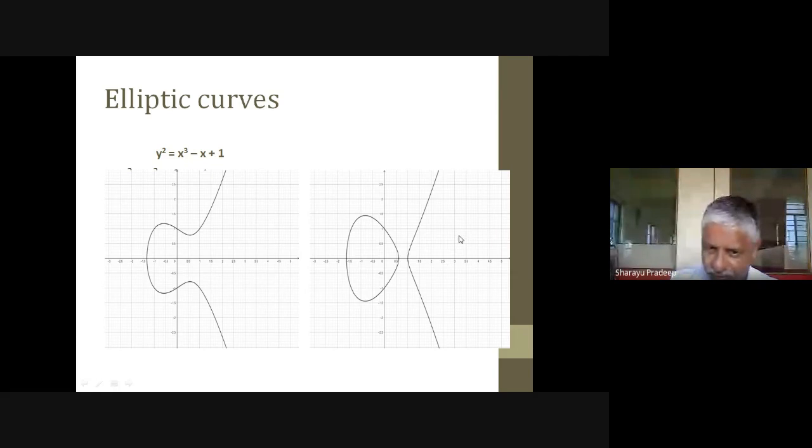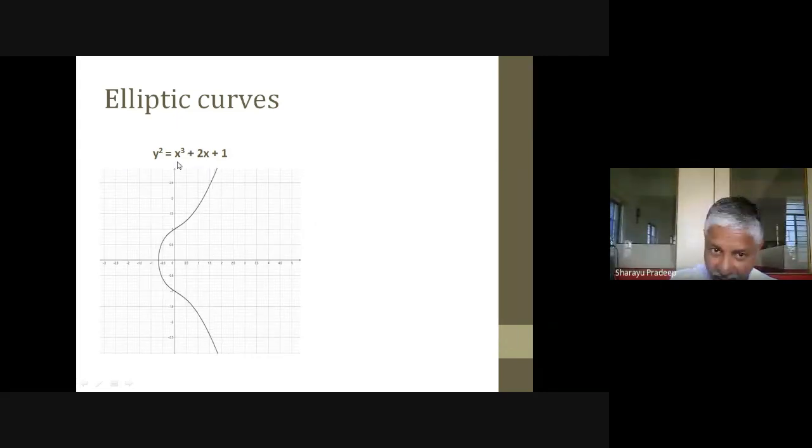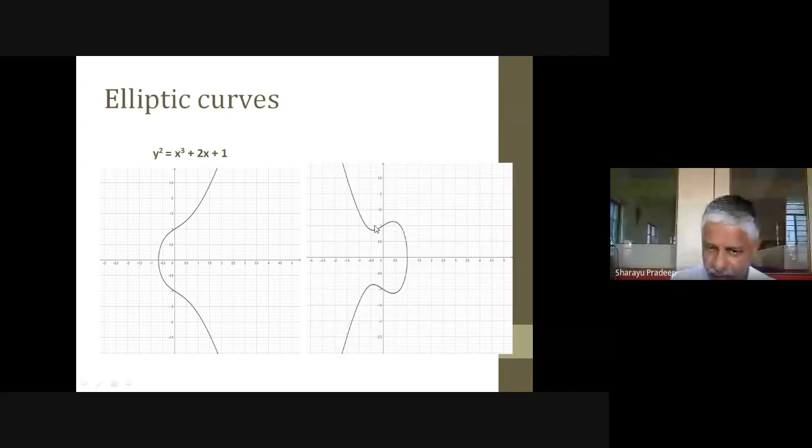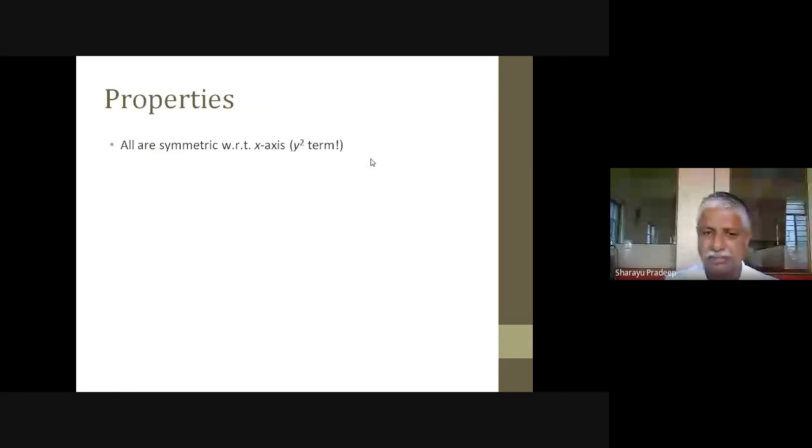What you see in this slide is another elliptic curve for some other a and b. And here is another one, y square equal to x cube plus 2x plus 1. It looks like this. Here is yet another one. This equation doesn't seem to have come out, so I can't do anything. But anyway, for some a and b, you will get an elliptic curve.